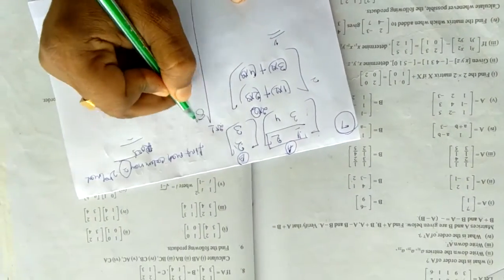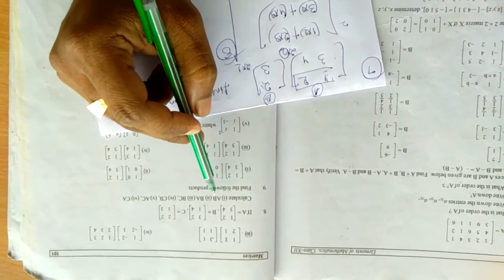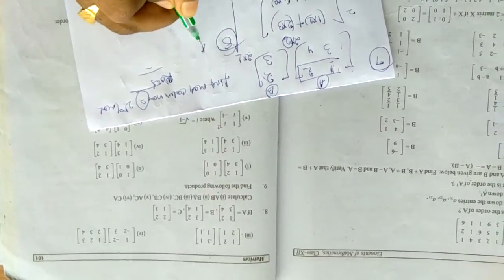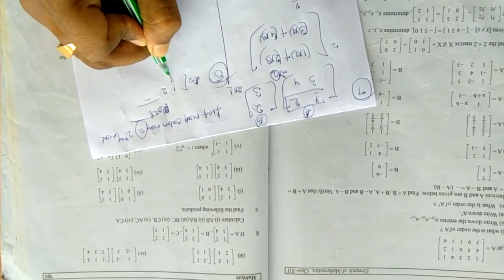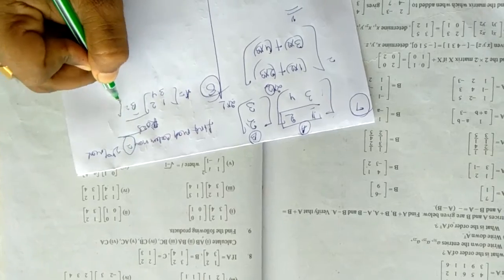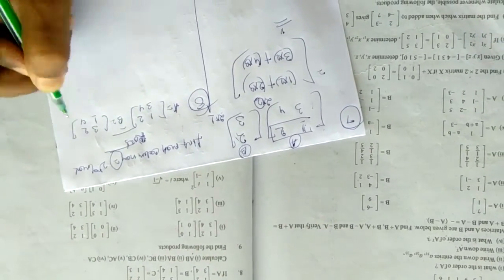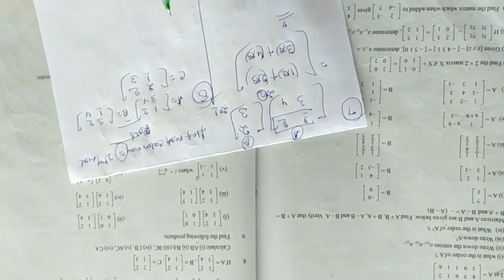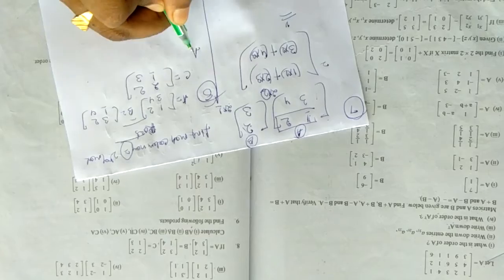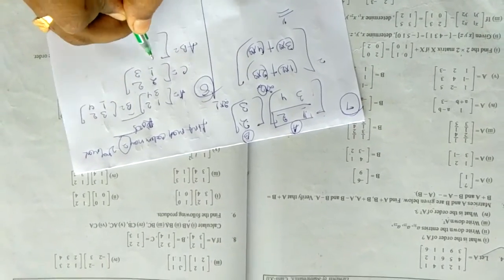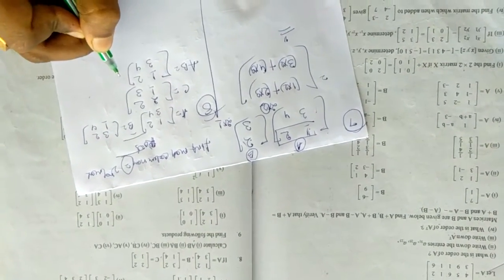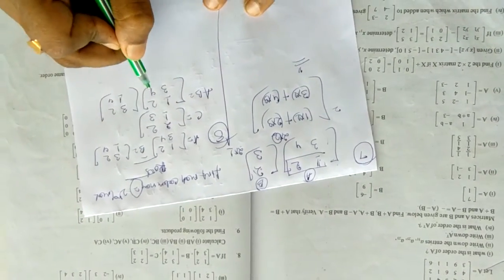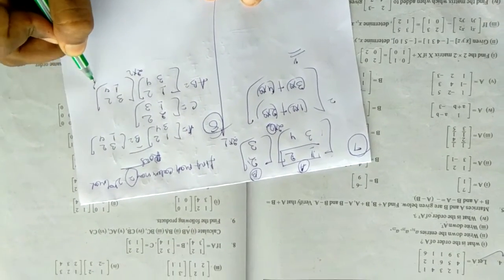Now question number 8 will also be multiplications, and calculate AB, BA, BC, CB, AC and CA. A matrix will be given 1 2 3 4 and B matrix will be 3 2 1 4 and C matrix will be 2 2 and 1 3. We have to calculate AB. AB means A matrix 1 2 3 4, B matrix 3 2 1 4. We can multiply respective elements. This is a matrix of order 2 by 2, also 2 by 2.